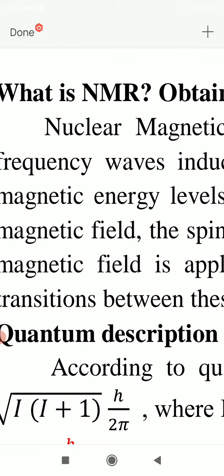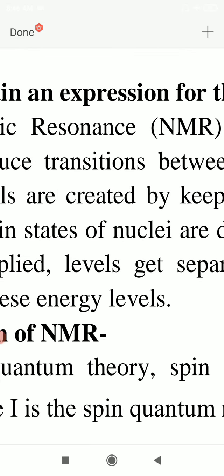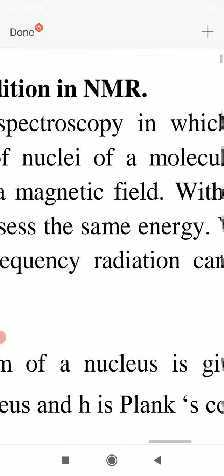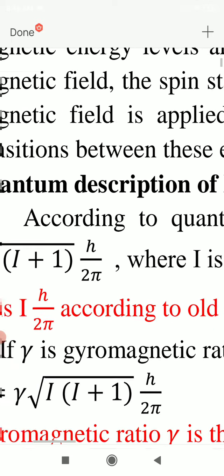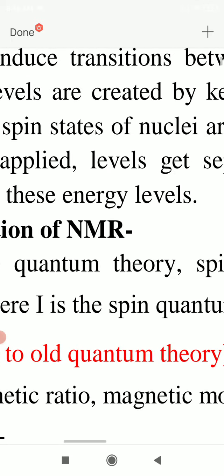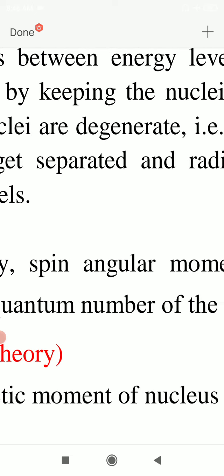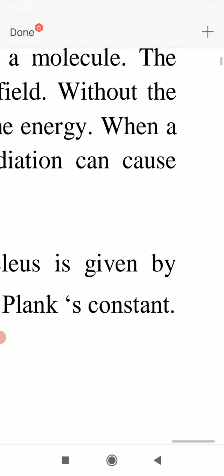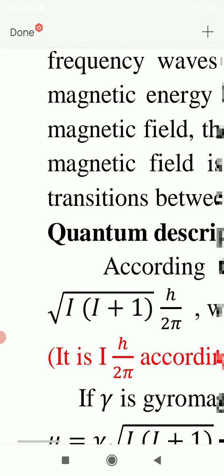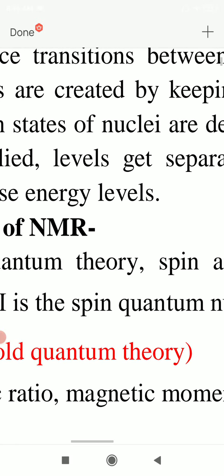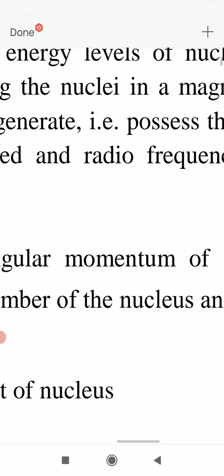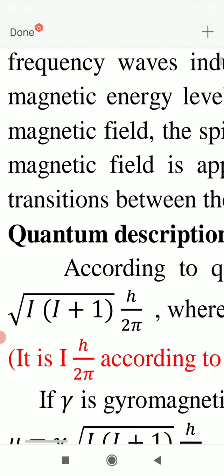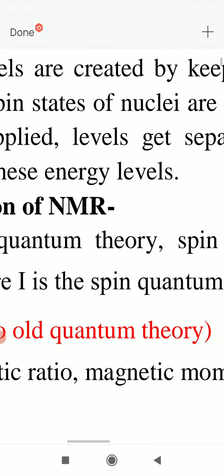The magnetic energy levels are created by keeping the nuclei in a magnetic field. Without the magnetic field, the spin states of nuclei are degenerate, that is, possess the same energy. When a magnetic field is applied, levels get separated and radio frequency radiation can cause transitions between these energy levels.